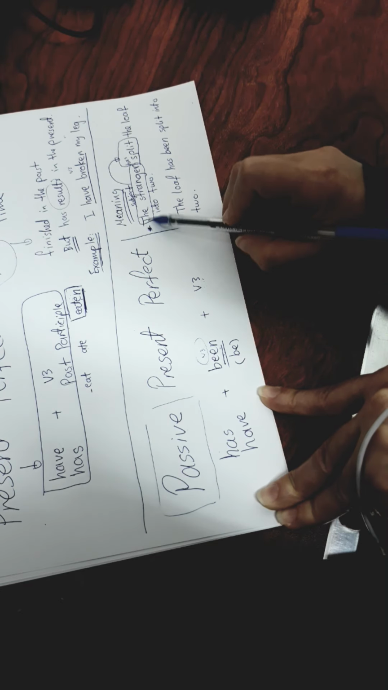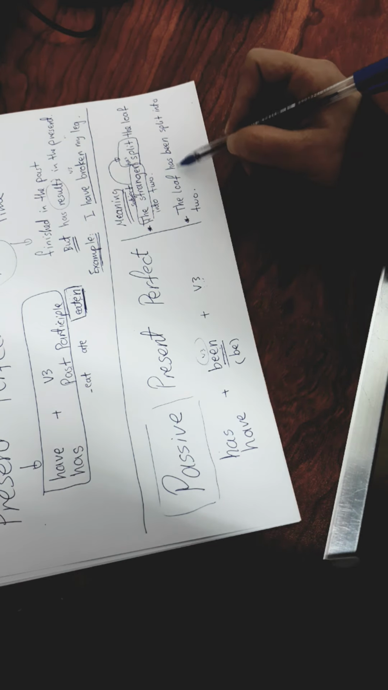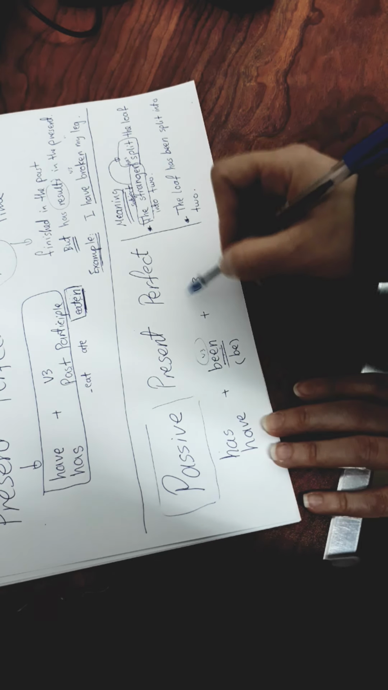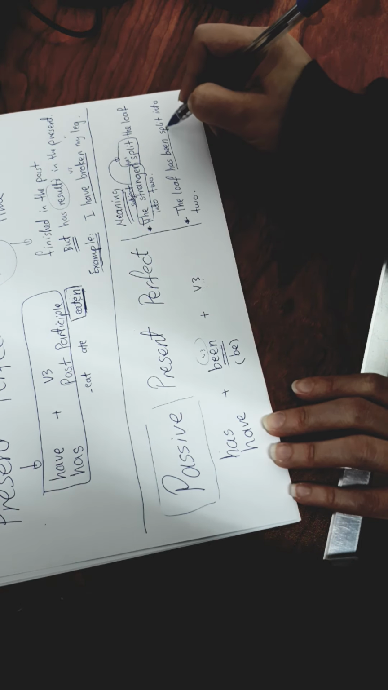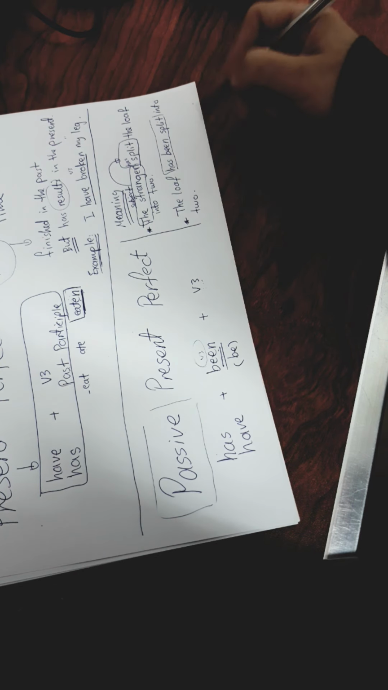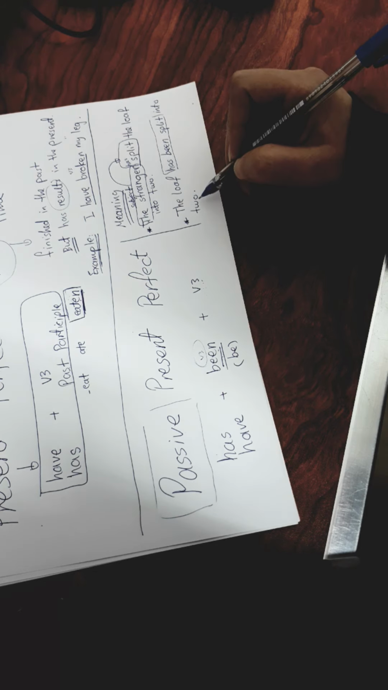Now let's compare this with the other example here. Look what we have. The loaf has been split. Oh, this is something we have taken. Has been and verb 3. This is something we have taken. Yay. You know that. We have been learning this. Okay. The loaf has been split into two.